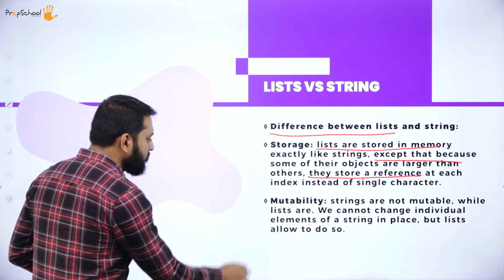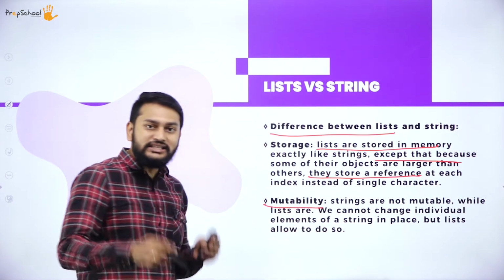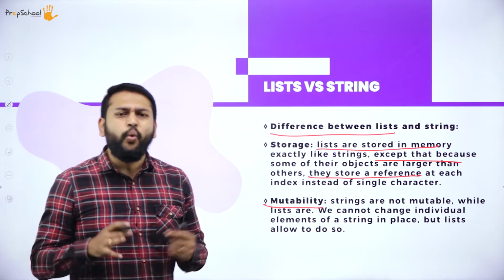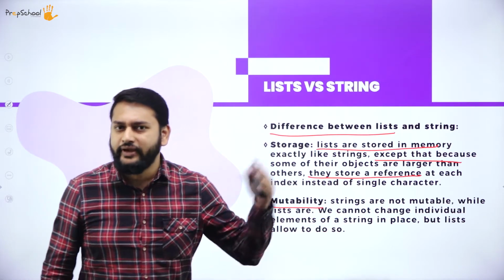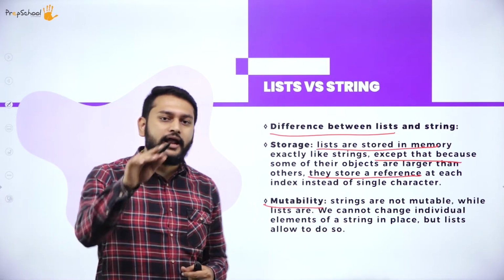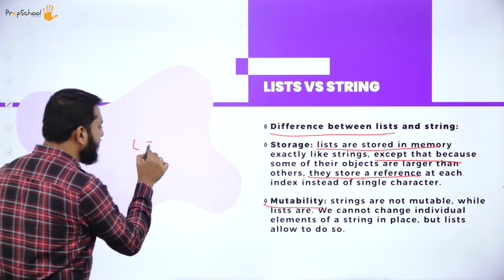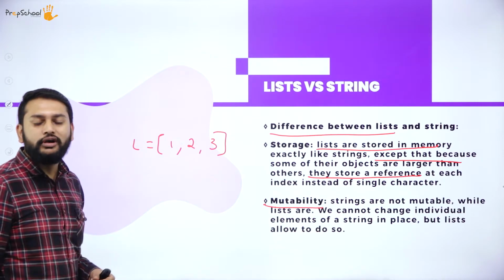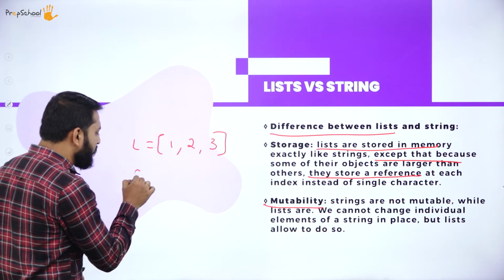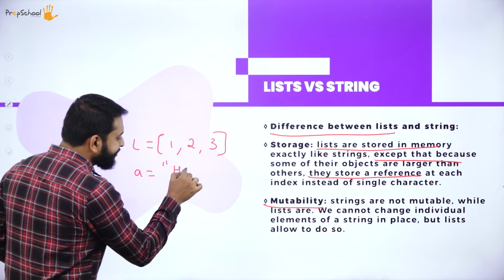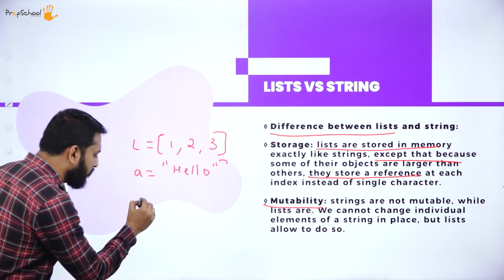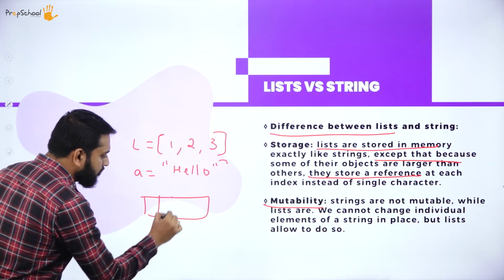But when it comes to mutability, lists are mutable. Strings are not mutable. What exactly are mutable and immutable, sir? We have studied this long back, right? So listen here, I have L equal to 1, 2, 3. This is what I will call a list. Again, I'll take one more example: A is equal to hello. So how does it look in the memory representation? Hello will look like this.